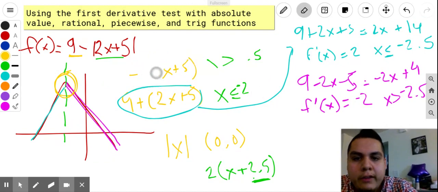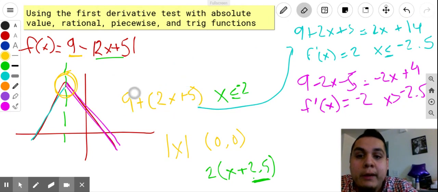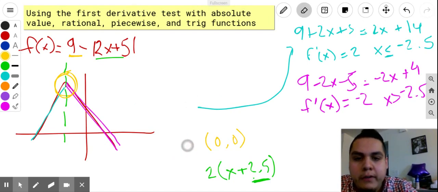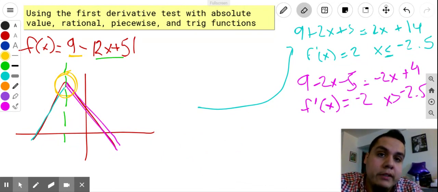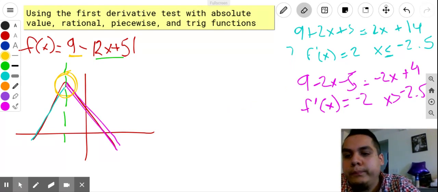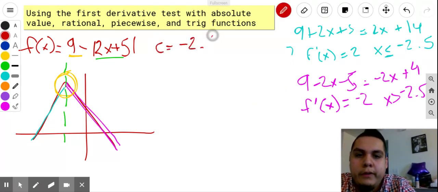And a lot of this is, well, how would I think about that? And I'm showing you how to think about it. When you have absolute values and you have to find a derivative, think about it as a piecewise function. If you can identify the transformations done to an absolute value function, you should be able to identify that vertex pretty quickly. So I know c would be negative 2.5.